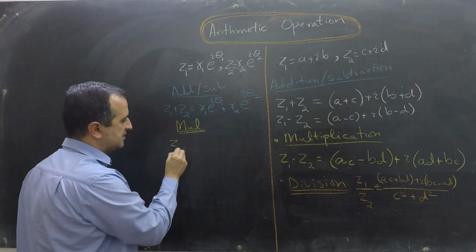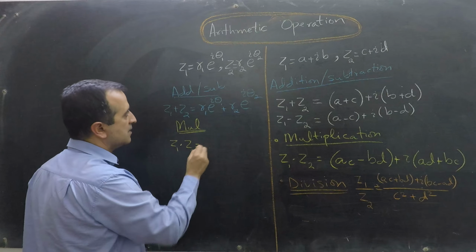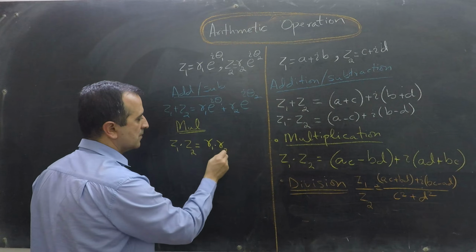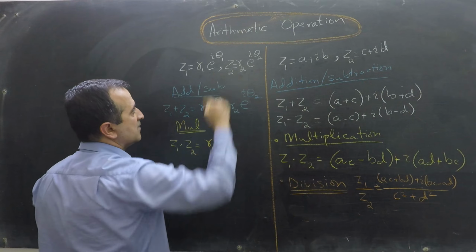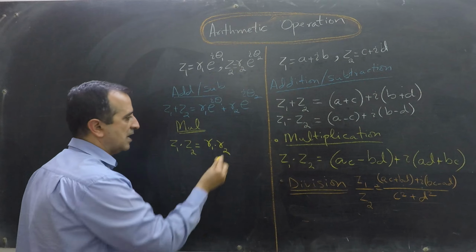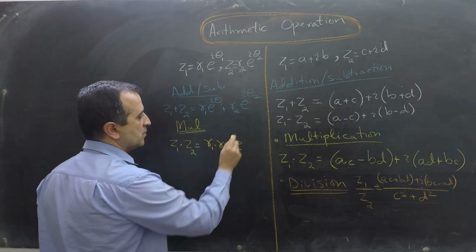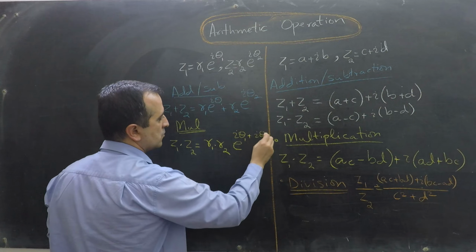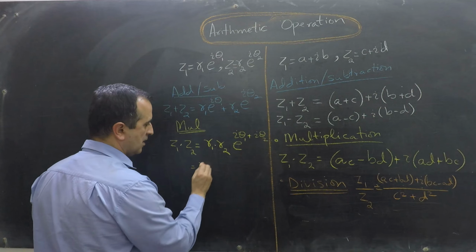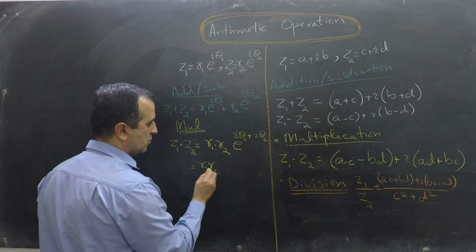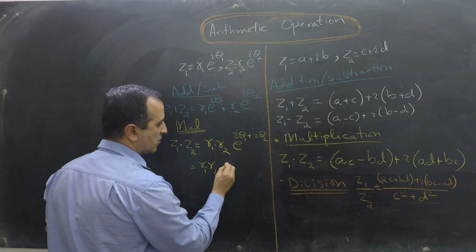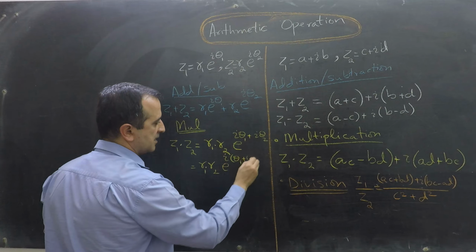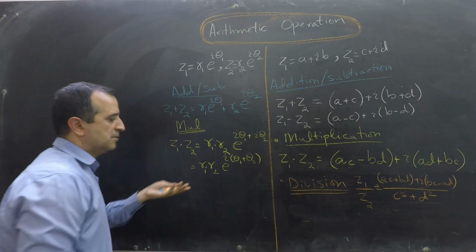If I multiply z1 and z2, then I will have r1 times r2, and these two terms when multiplied, then their power will add. So I will have Euler constant raised to power iota theta 1 plus iota theta 2, and this can be simplified to r1 dot r2 times Euler constant raised to power iota theta 1 plus theta 2. So that's much more interesting.